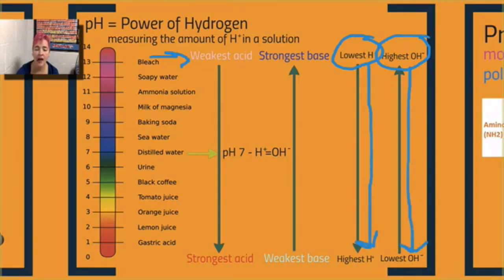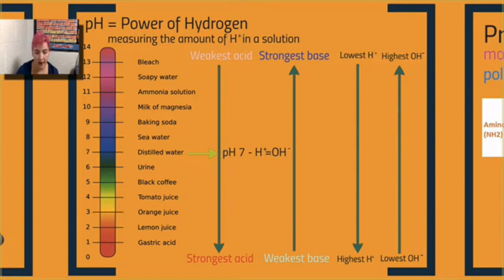Acids have a very high hydrogen and a low hydroxide. Bases have a very high hydroxide, low hydrogen. We can look at that from the other side. If we start at 1, we have a very strong acid, a very weak base.